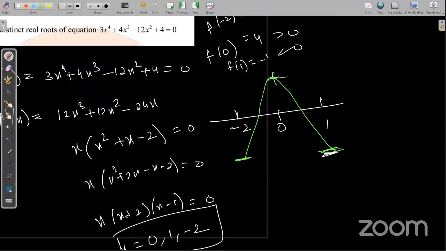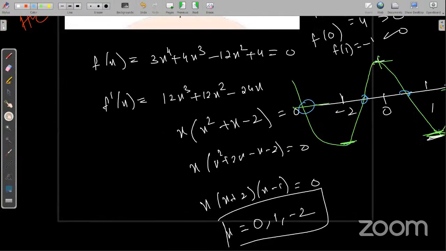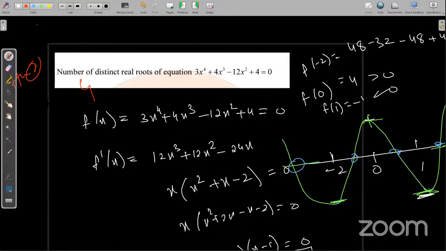Okay. So again, it will be like this and like this, right? And it will be increasing so on. So how many intersections are we getting here, guys? f of 0 is positive, f of minus 2 is negative, and f of 1 is negative. Okay. So 1, 2, 3, 4. 4 times it is going to intersect, guys. So if you ask me, I'll say it is 4. Number of distinct real roots, we got it as 4, guys. Okay. Any doubts you can ask me.